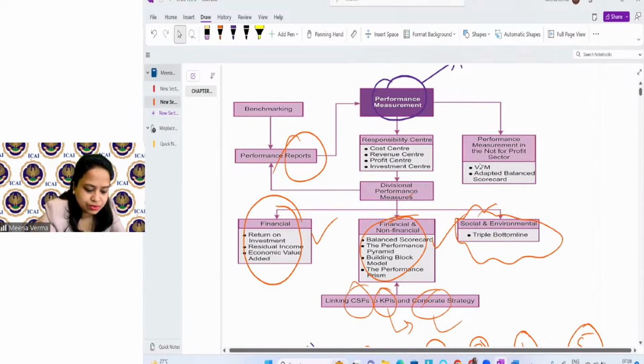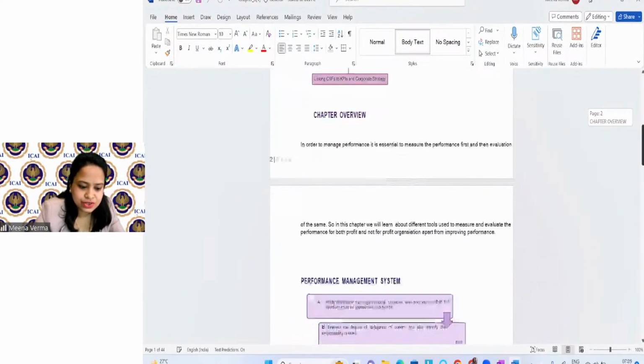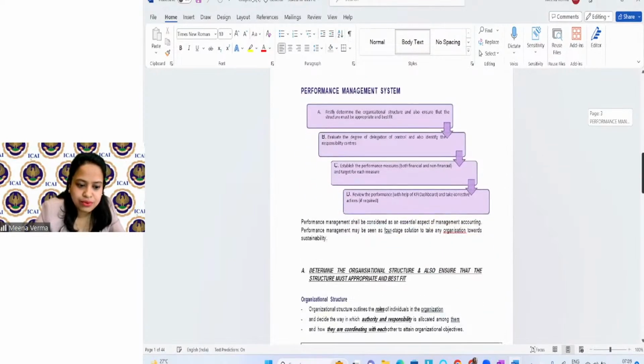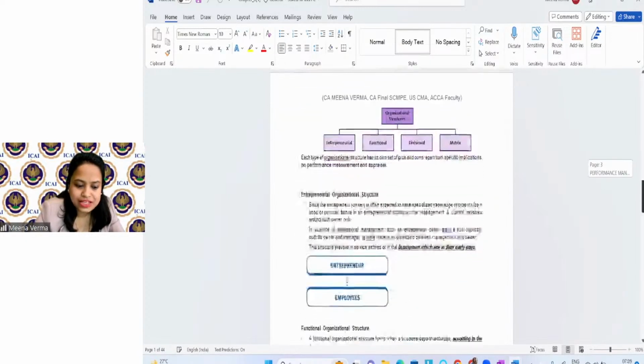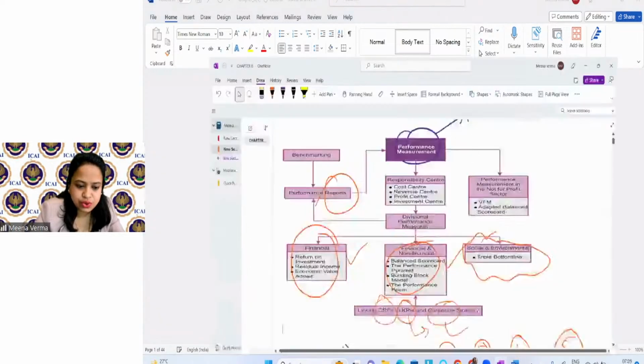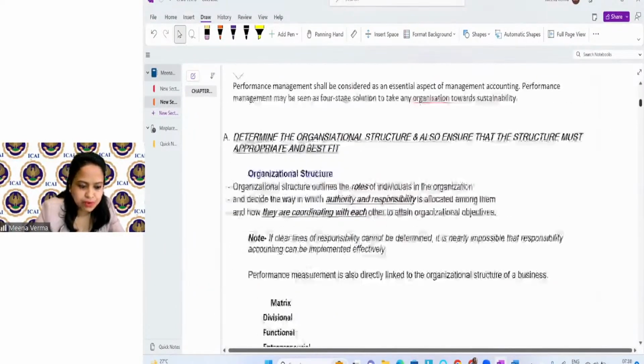Okay. So an organization can have different structures, right? If you see here, we will first talk about the structure of the company. All right. The organizational structure of the company, right? Okay. So let me show you the organizational structure of a company first. Then we will talk about it.